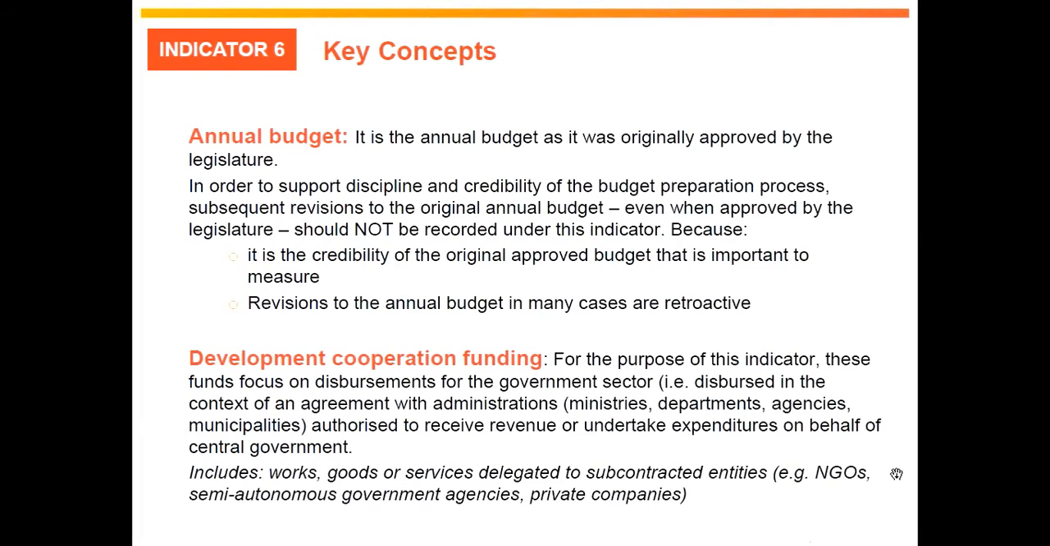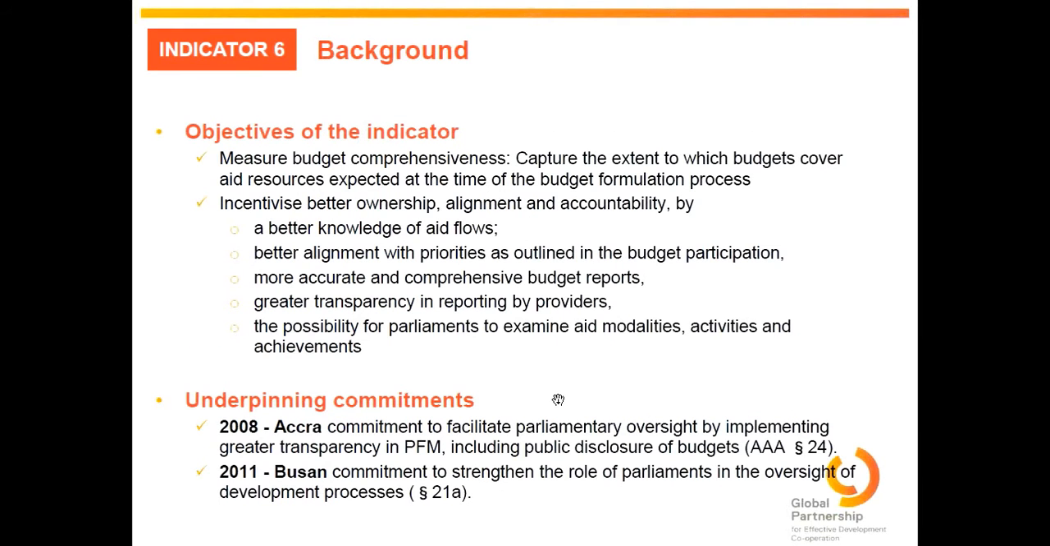So here are a couple of definitional concepts that are important for this indicator. The annual budget is what was originally approved by the legislature. We're not taking into account any subsequent revisions because, for one, we're worried about the credibility of the original approved budget, and revisions to these budgets are in many cases retroactive. In terms of development cooperation funding, we're focusing on the government sector. So this includes works, goods, or services delegated to subcontracted entities: NGOs, semi-autonomous government agencies, and private companies.